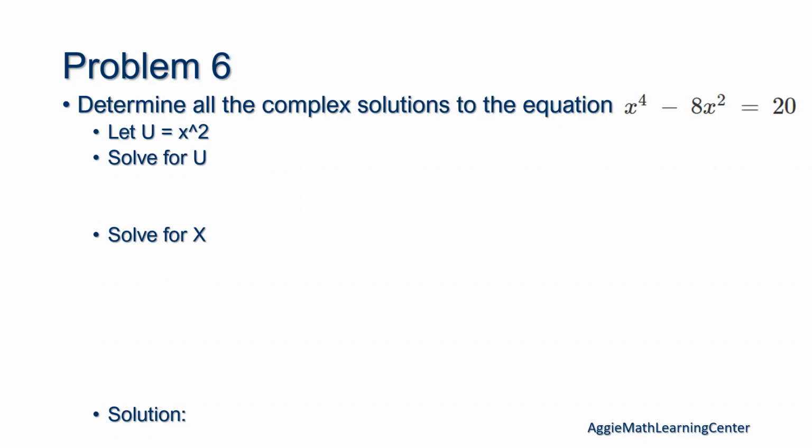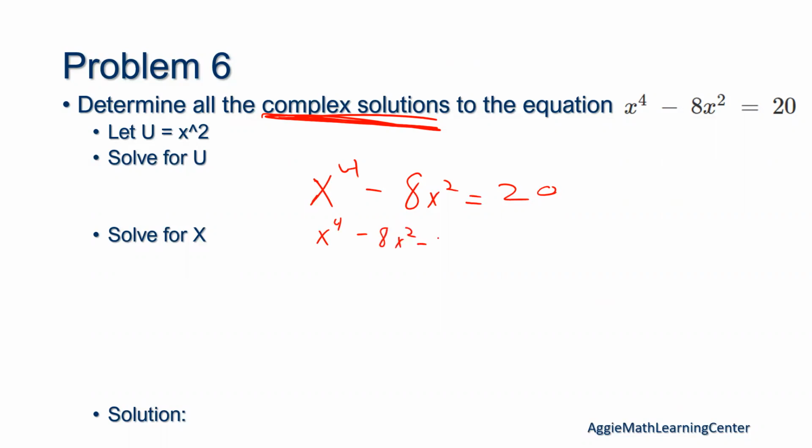Okay, so determine all the complex solutions to this equation. We're looking at x to the 4 minus 8x squared equals 20. I'm going to move this over so that we have a 0. Forgive my handwriting. This board makes my handwriting even worse than it normally is. Minus 8x squared minus 20 equals 0.